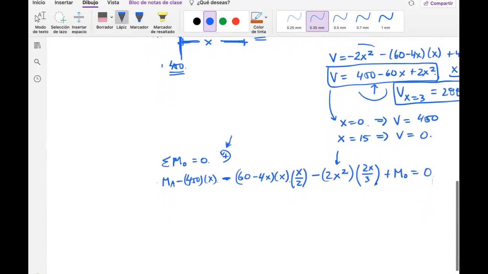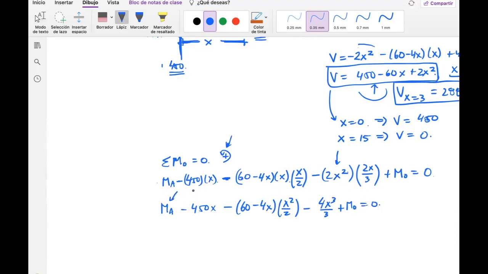It's a bunch of algebra here, okay? But let's just try to simplify this as much as we can. MA minus 450x, and let's see what I can do here. Minus 60 minus 4x. I know that I can take away the parentheses and do my thing, but I'm just going to keep it like this. In this case, minus 4x cubed divided by 3 plus MO equals 0. It's still not very pretty, but it doesn't really matter.